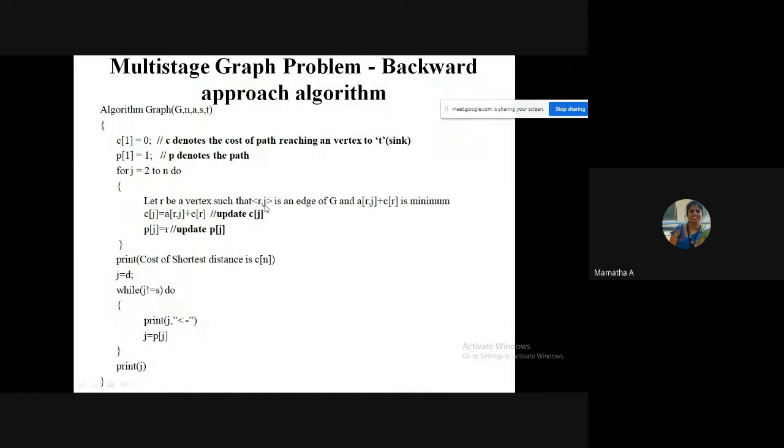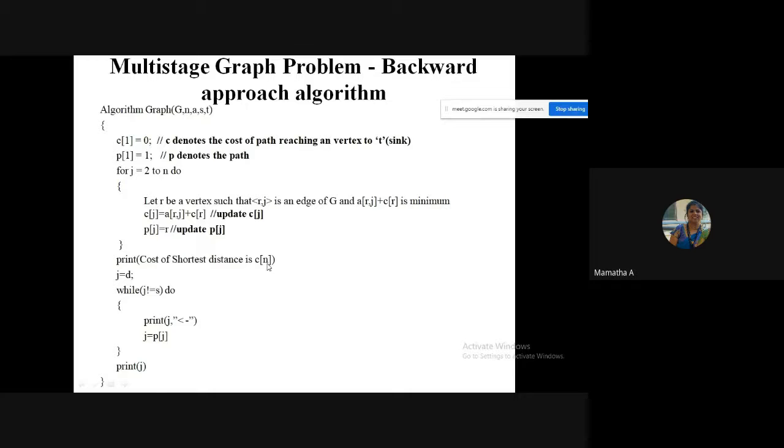So there should be an edge from R to J. The rest is all the same. So A of rj plus C of r. You have to consider the edges in such a way that it is Rj, right? So plus C of r, and again the updating is the same. Wherein the cost of the distance is C of n. There it was C of S. It is C of n or C of t. Whatever you want, you can write the sink vertex.